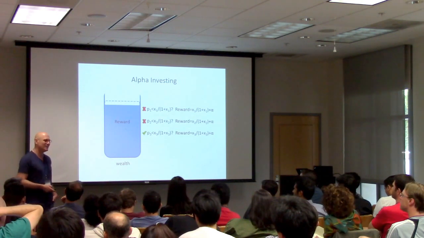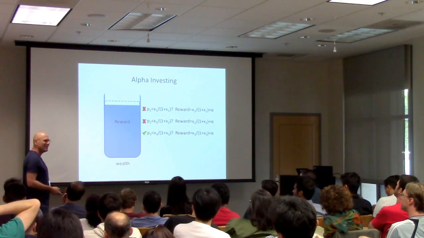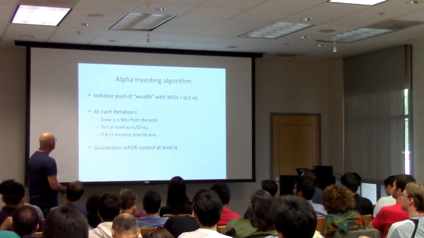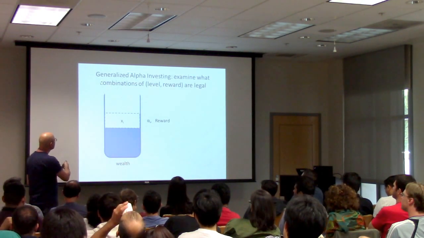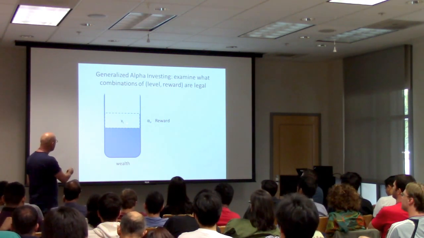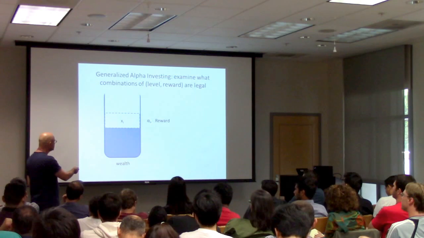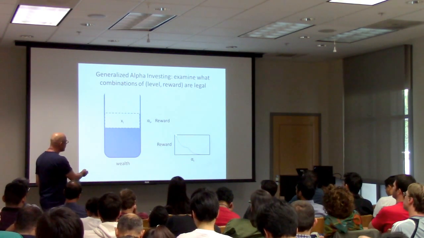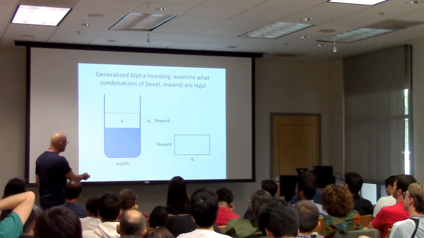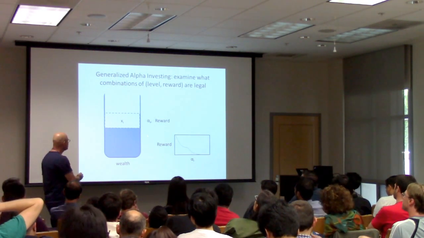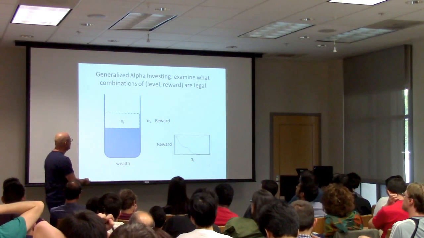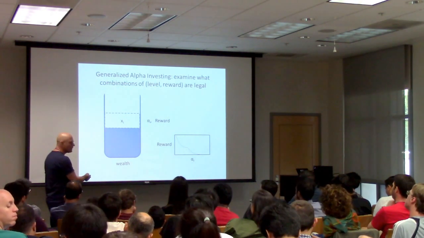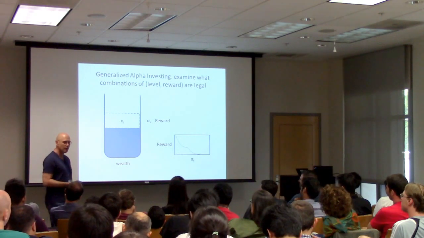So this is basically the alpha investing. Instead of alpha spending, we are alpha investing. And sometimes we get lucky and we get back some level. So that's basically just a formalization of this algorithm. And the generalization is that you have a pool, you take something out of the pool, and you can translate it to different combinations of level and reward. So this is our result. This is the space of possible combinations that would still guarantee MFDR. So basically, I could say, I want a high level, but potentially small reward, or I'm willing to tolerate a very low level, and I potentially can get a bigger reward and still control MFDR overall, right?